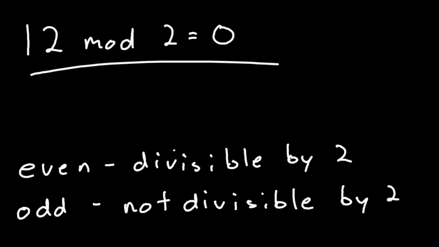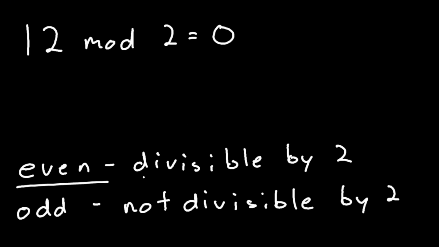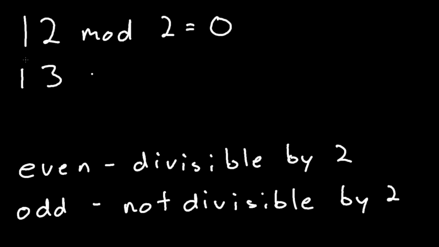So 12 mod 2 is equal to 0. So an even number is divisible by 2, right? And remember, mod can determine divisibility. So 12 mod 2 is equal to 0. Therefore, 12 is an even number. All right, let's try 13. Is 13 an even or an odd number? Well, we can just take the mod of 2, right? So if you want to determine the parity of a number, you could just take its mod with 2, right?